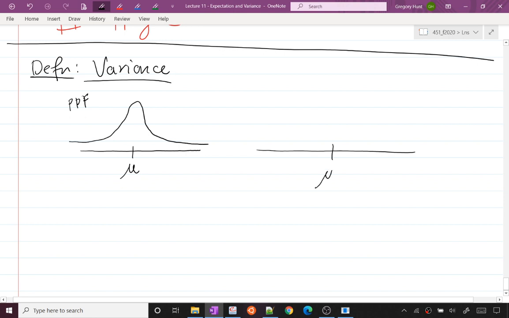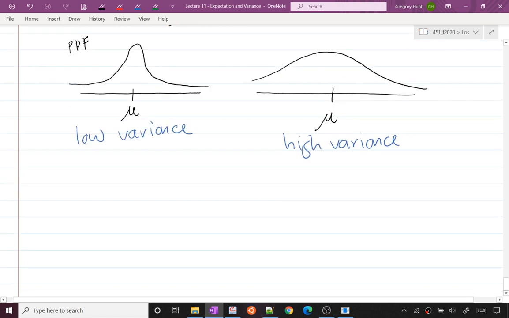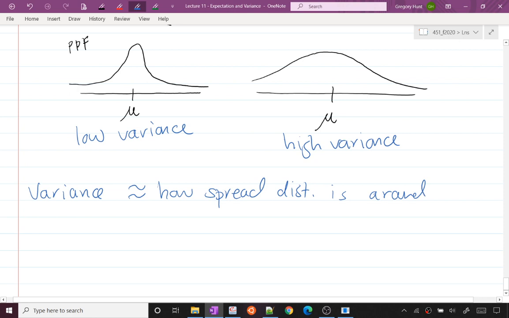Alternatively, I could have the situation where my density is not very highly concentrated around my mean. We would call the one on the left here the low variance case, and the one on the right here the high variance case. And variance basically is trying to capture how spread out the distribution is around the mean.